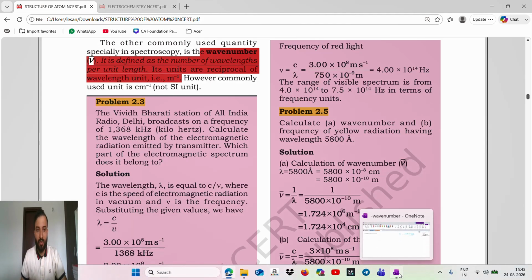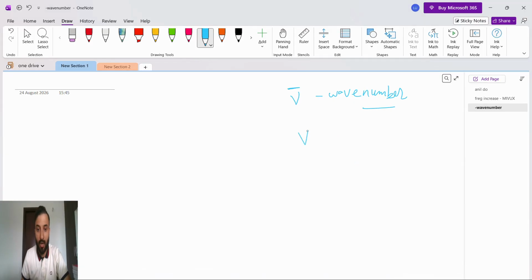See, the formula of wave number, you have to write this. Wave number formula is 1 by wavelength. So what is the unit? 1 by wavelength means the unit is m. If you invert it, it will become m minus 1. Inverting means taking the reciprocal, so m power minus 1.